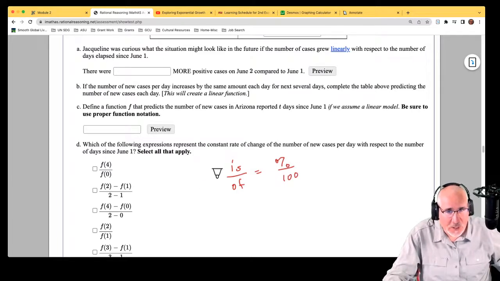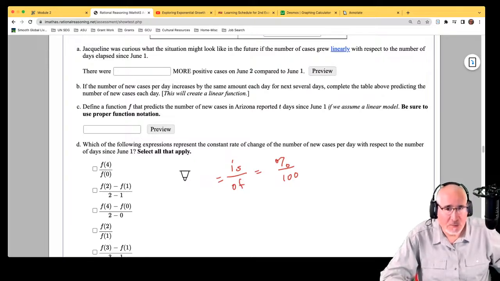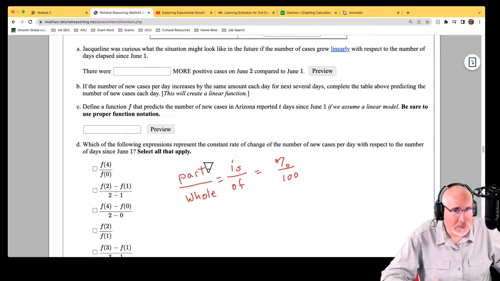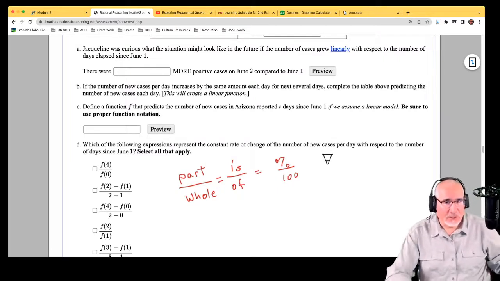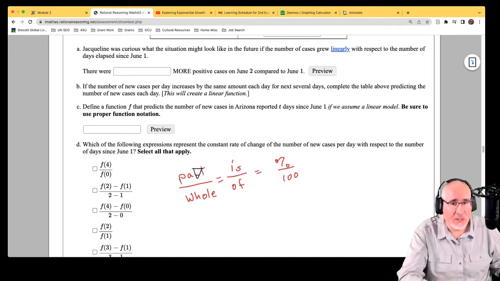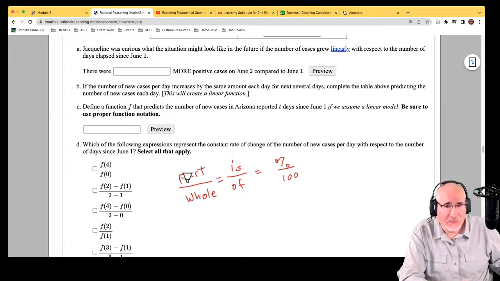Also, we could think of this as "is" and "of," because a lot of times that's the language that's used in percent problems. We could also think of it as part. This is the part, partial, and this in the bottom would be the whole. So the whole represents 100%. The part of that is the percentage. And again, sometimes the percent itself could be over 100 if we're increasing. So we keep that in mind.